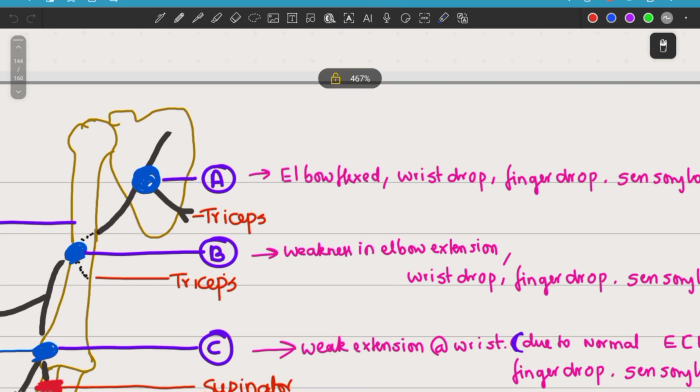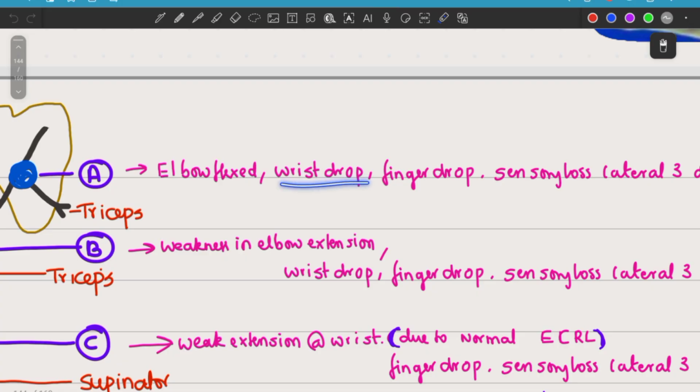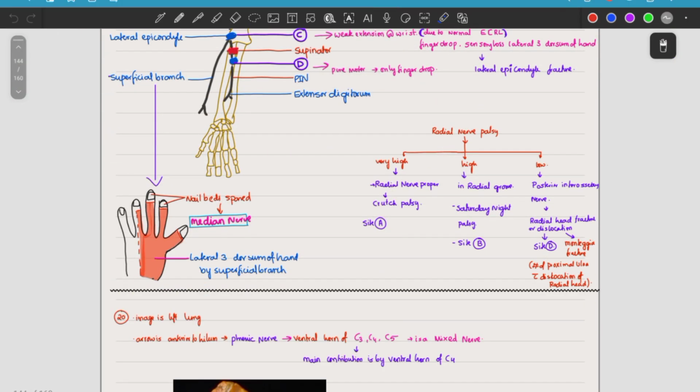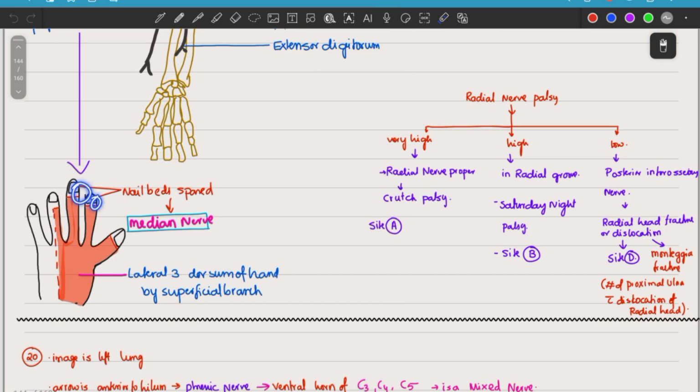Hence the elbow will be in the flexed position, wrist will be dropped, finger dropped, and sensory loss to the lateral 3.5 fingers. Okay, the nail beds are spared because they are supplied by the median nerve.